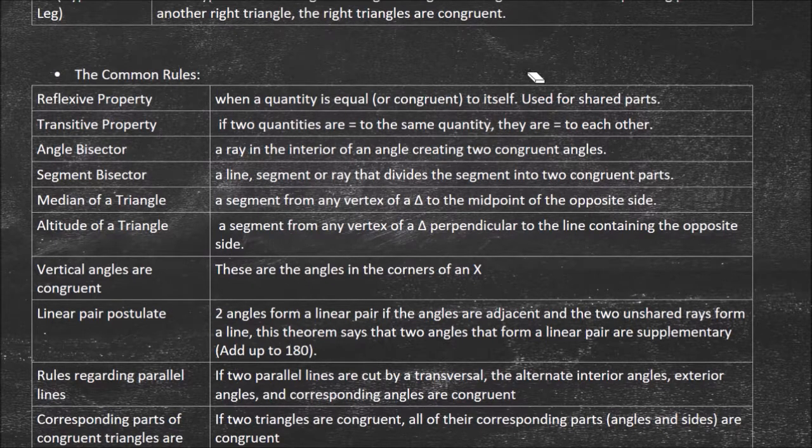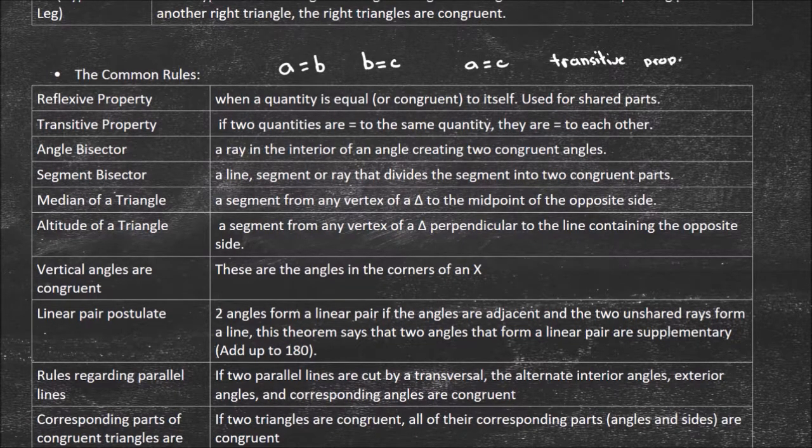Transitive property: when two quantities are equal to the same quantity, they are equal to each other. What does the transitive property look like? Well, A equals B, B equals C. So what lets me say that A equals C? That is the transitive property. So A equals C, and your reason would be transitive property.